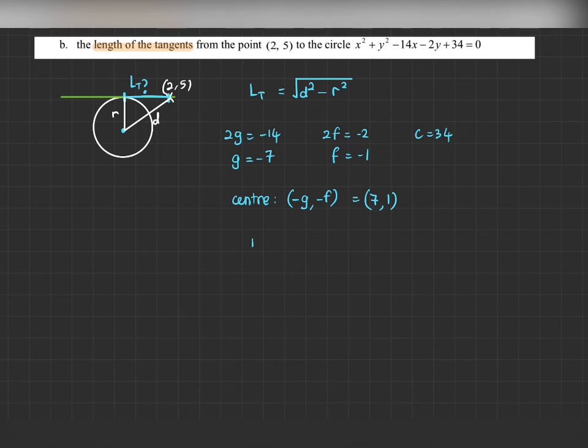Now to find radius, remember this formula, square root of g square plus f square minus c. Gunakan formula ini untuk dapatkan kita punya radius. Okay, so g square will be 49 plus f square is 1 minus 34. Cari square root dia. Okay, 50 tolak 34 berapa ya? 16. Square root of 16 will be 4. So kita dah ada radius now. This is our radius, this is our center. So radius kita dah dapat cari, kena cari pula d. Okay, so saya tulis d kat sini lah ya.